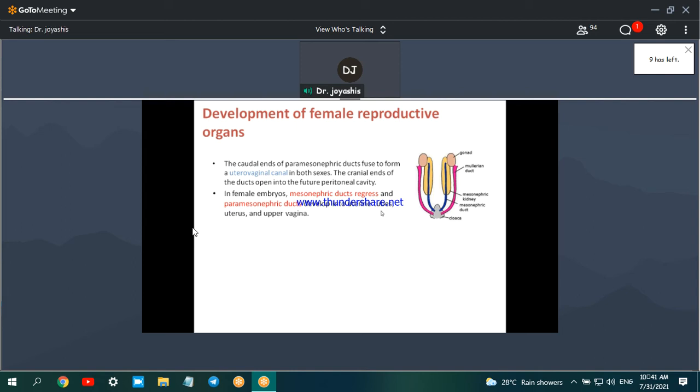In female embryos, the mesonephric ducts regress and the paramesonephric ducts develop into uterine tubes, uterus and upper vagina. So what we discuss here is that in female embryos the mesonephric ducts regress.